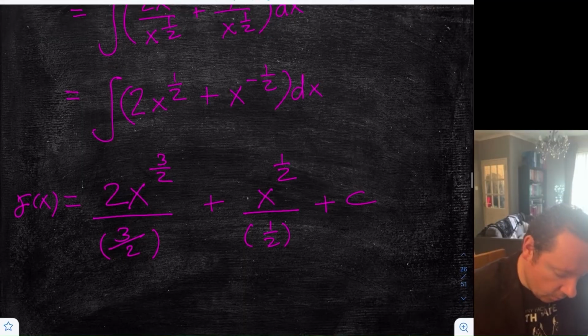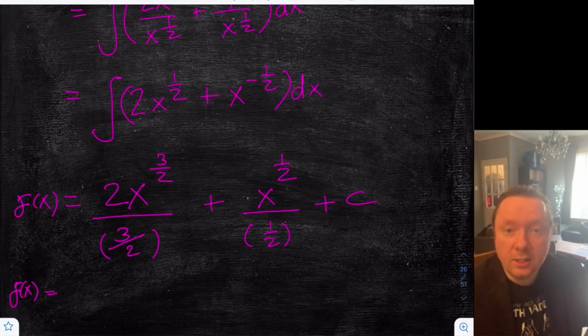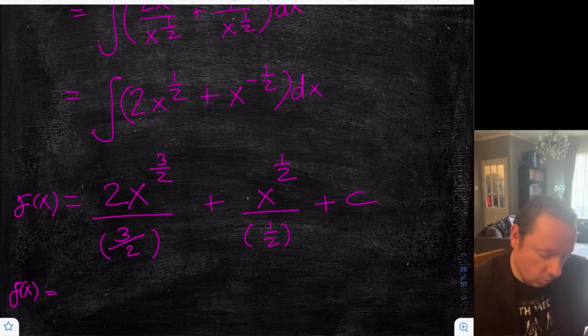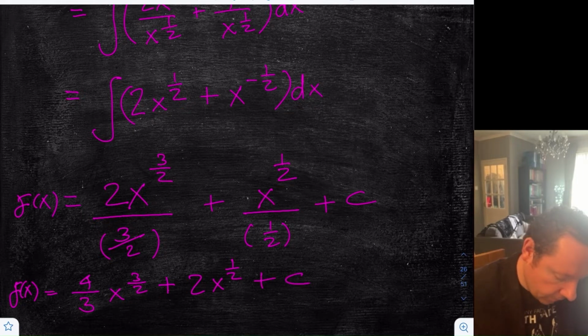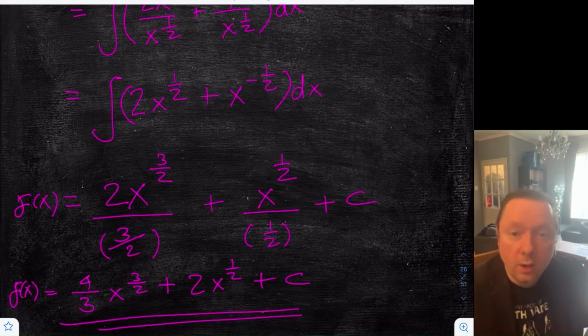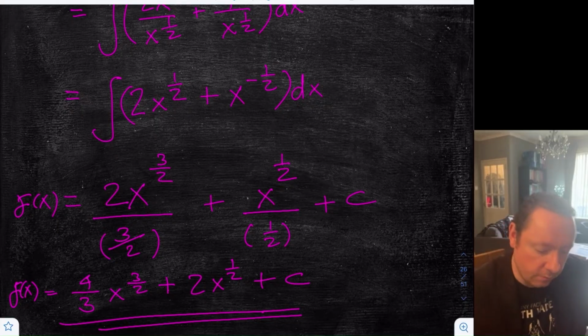Tidying that up a little bit, f of x is equal to, dividing by a fraction means that this times by its reciprocal, so I do 2 times 2 is 4 over 3. So that's 4 thirds of x to the 3 halves, and 1 divided by a half is 2, so plus 2x to the half plus c. So there's our initial point, but then we need to find c because we're given some information.